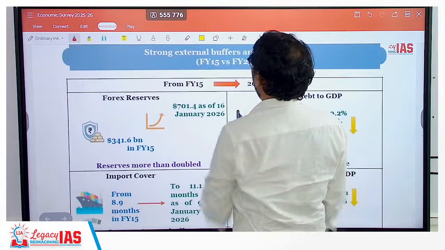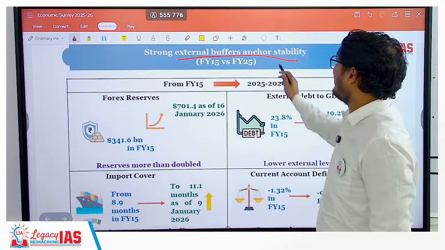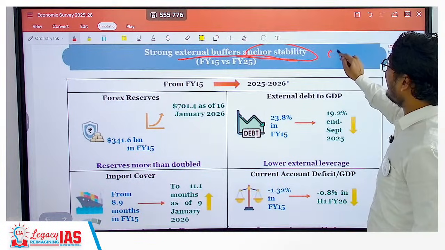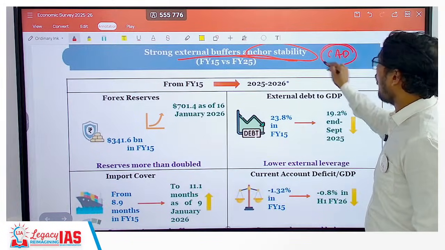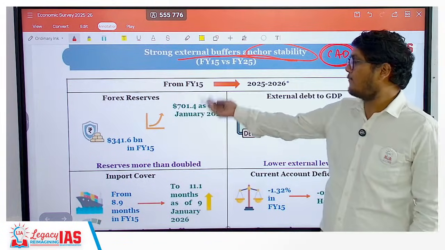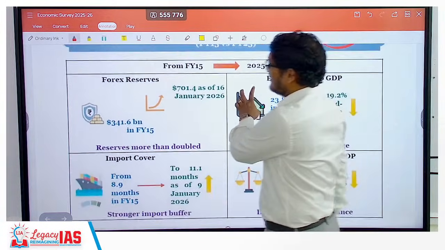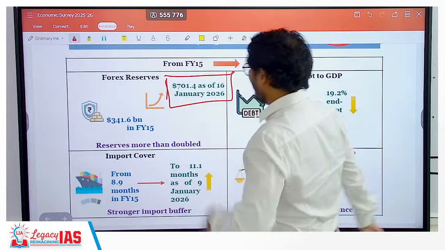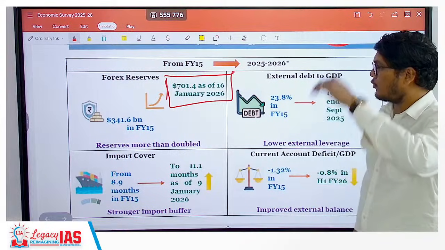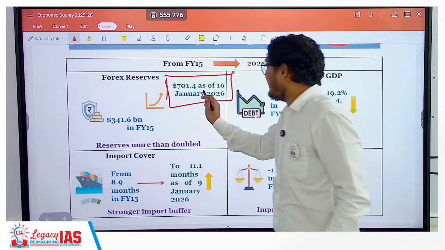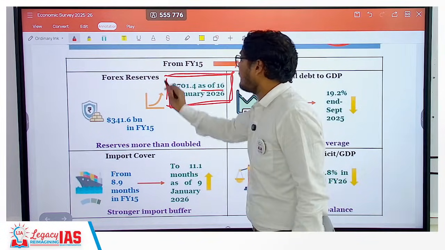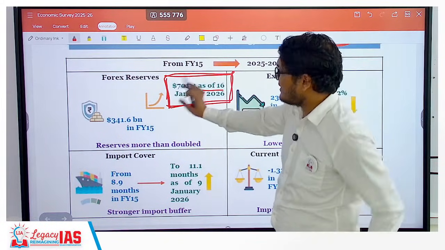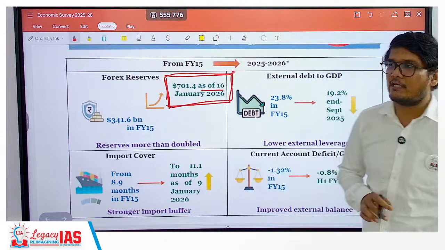Next is the strong external buffers and anchor stability. As I mentioned, the economic survey is saying that some amount of current account deficit is okay. Why? Because we have a huge amount of foreign exchange reserves, as I said, over $701 billion. And see, the economic survey got presented today, and it has data up to 16th January. In fact, one of the data points has been taken up to 23rd of January. So very recent data is provided to us in the economic survey.